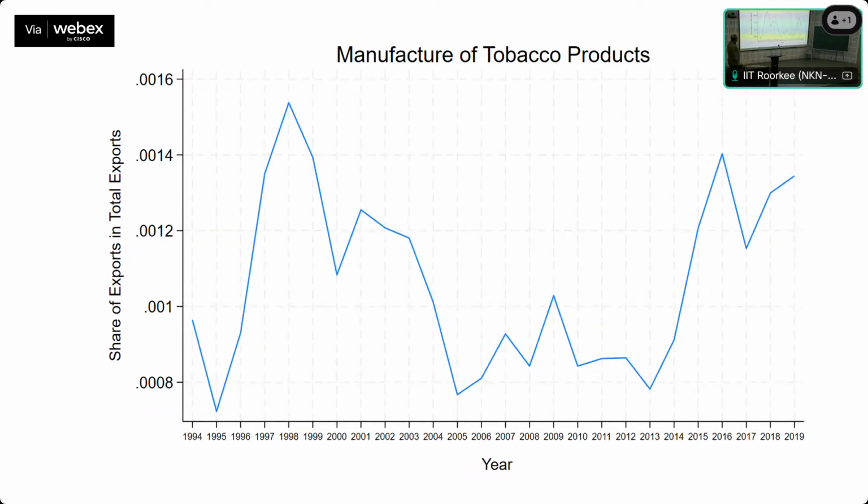The other one, tobacco products, is, I don't know, much of a cycle. It's going up, going down, going up. There's not much of a pattern here that we can identify, or an interesting pattern. It goes up, it goes down, a little bit of going up, and then again going down. So it started with about 0.1%, and it's now about 0.13%. So it's not much change.